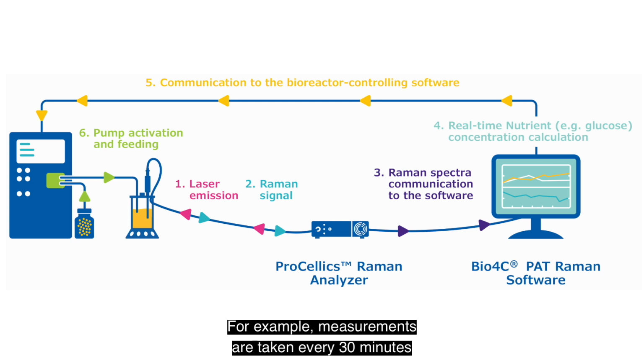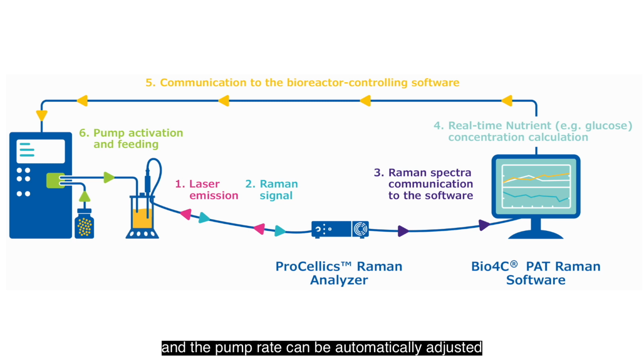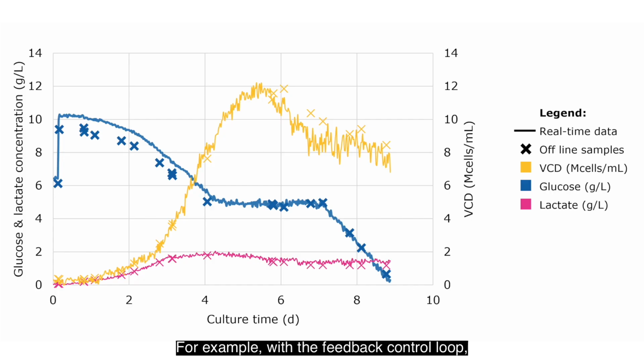For example, measurements are taken every 30 minutes and the pump rate can be automatically adjusted to add a complex feed into the bioreactor based on the concentration measured in the vessel. For example, with the feedback control loop, it is possible to maintain the glucose steady for several days during the process.